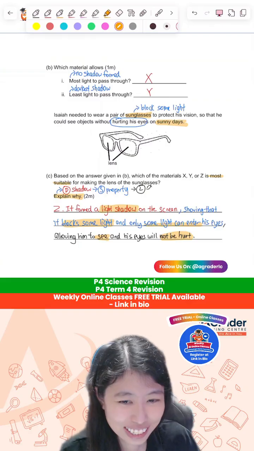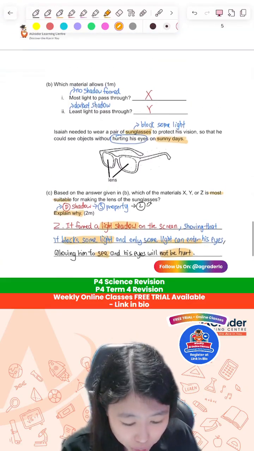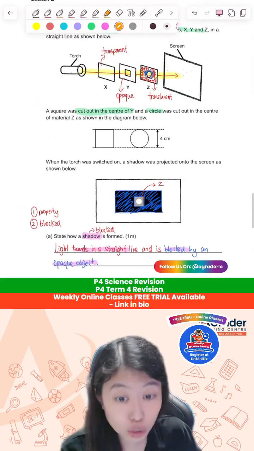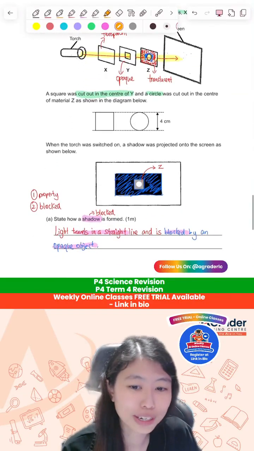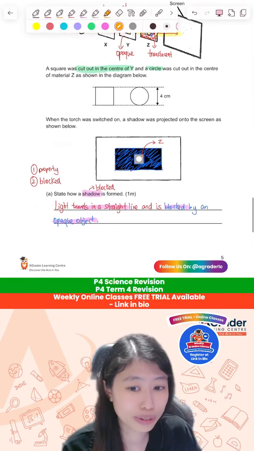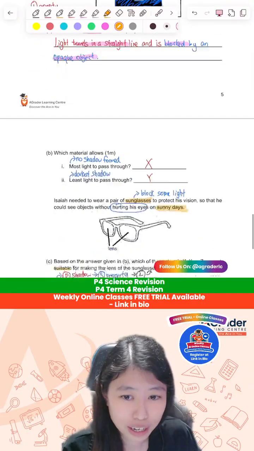Usually explanation questions, especially ones where you need to make a choice, right? You have to choose, is it X, Y, or Z? Usually it wouldn't be so short. Especially when you need to choose, you need to explain why you choose that material or why you choose that object. Okay, so I'm going to move on.